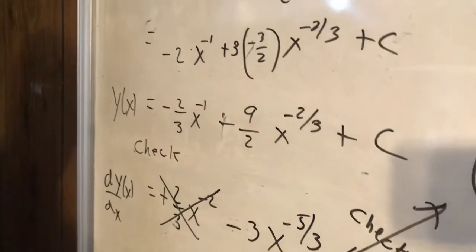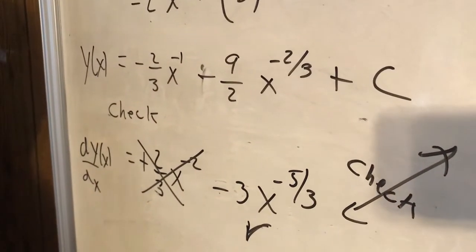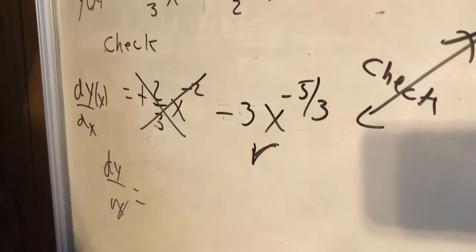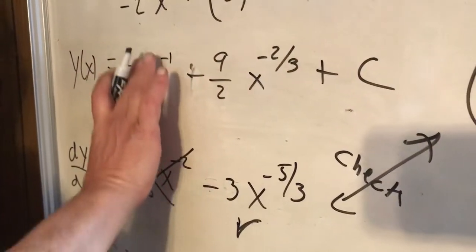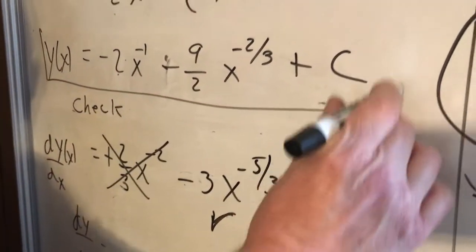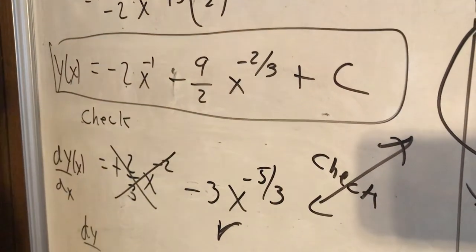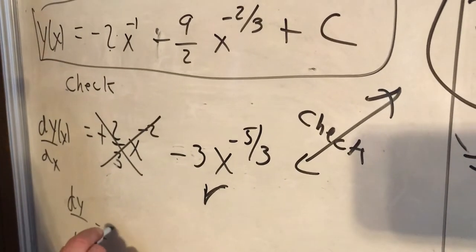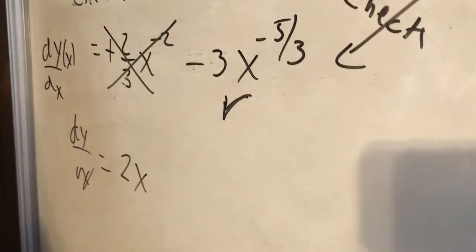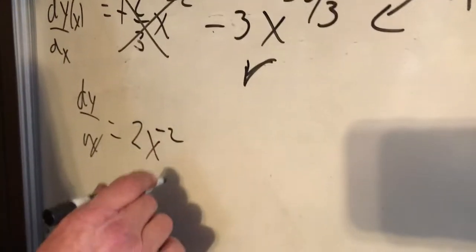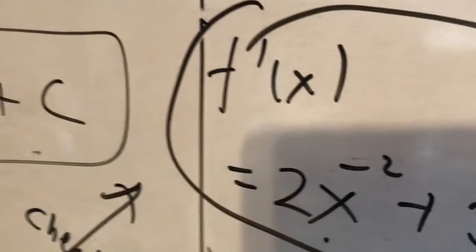Now let's check this again. Now let's take the derivative again. After I check that, I'm taking the derivative on this term here. This is my function. This was my answer. So I'm taking the derivative of this. That's going to be 2 x to the what? Minus 1, right? Minus 2. This I know is right.